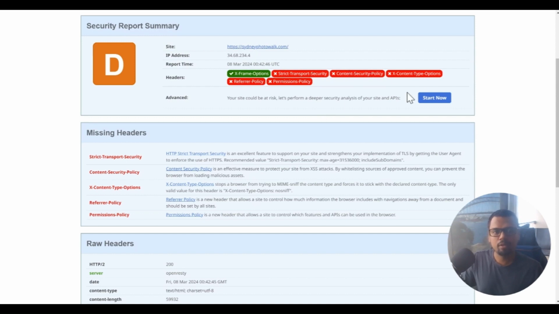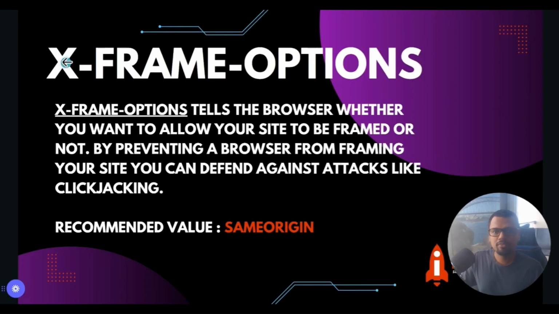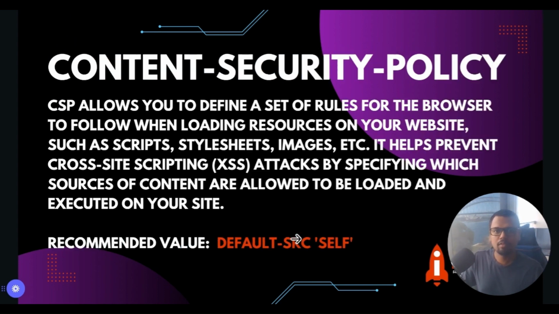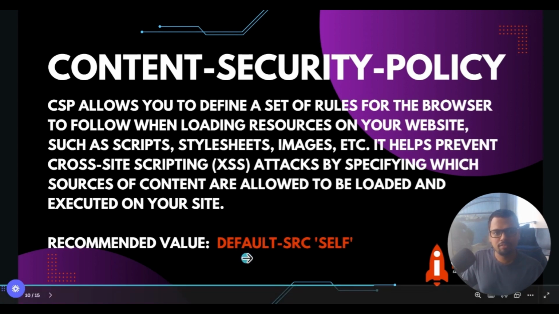Let's go back and see what headers do we need and what are the recommended values. So X-Frame-Options we already discussed. The recommended value is same origin. You can also select deny. Content Security Policy or CSP defines the rules a browser has to follow when it is loading certain assets from your site, such as scripts, style sheets, and so on. So the recommended value here is default-src 'self'.